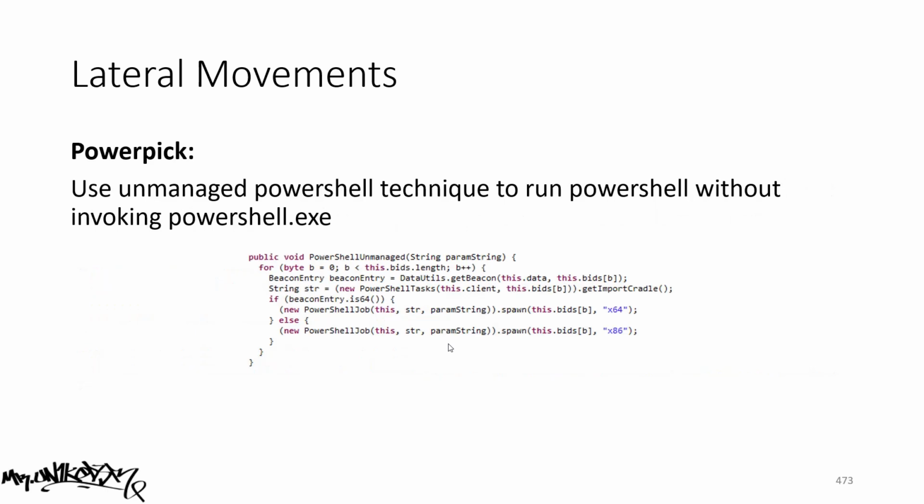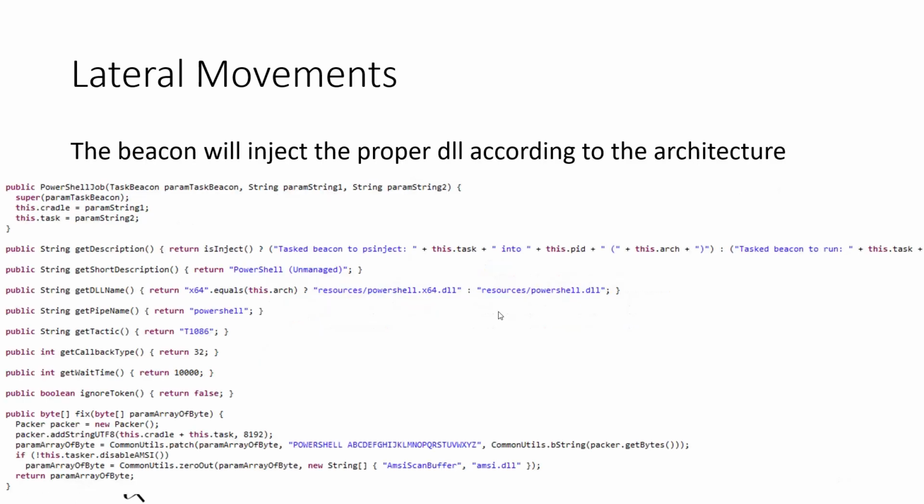If you use unmanaged PowerShell to run PowerShell without invoking PowerShell, you'll notice here that you still have the PowerShell task, which makes sense, and you're going to have the PowerShell job and another spawn. So depending on the architecture, it's going to spawn the proper process tied to it. But it's another good indicator that unmanaged PowerShell is actually going to be spun once more. You can even see it here in the code that at the end of the day it's going to get a DLL. So it's either the PowerShell x64 or the x86 version.